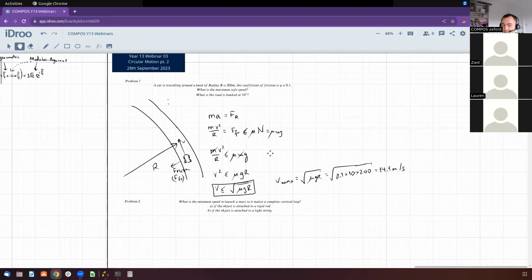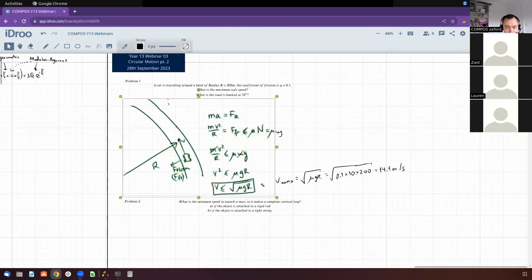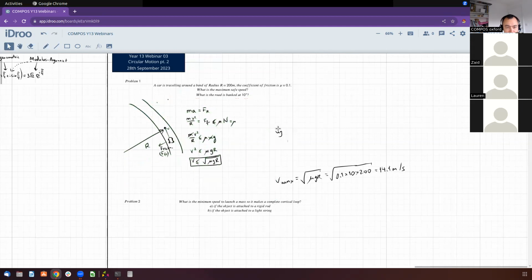Does everyone understand this solution? How well do you understand on a scale of 0 to 10? Okay, very good.